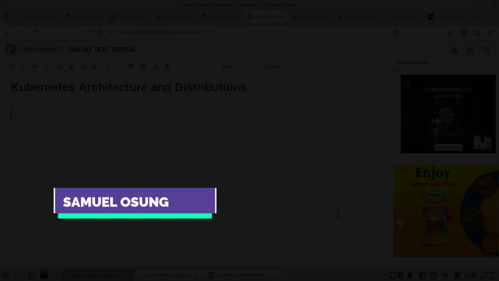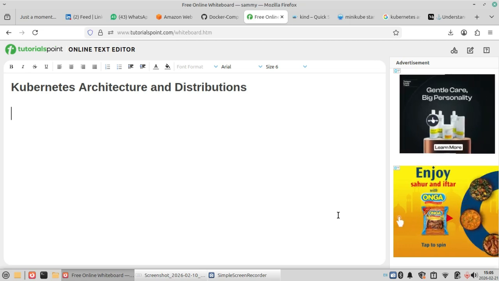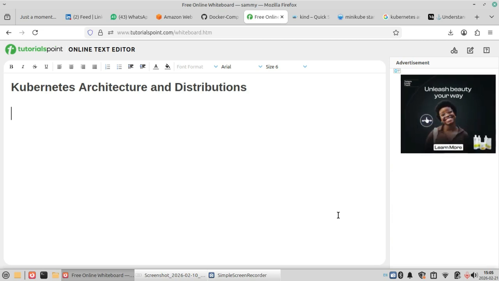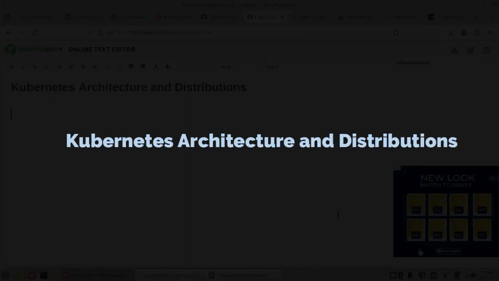So in the last video, we clearly understood what Kubernetes is. We also saw why it exists and the problem it solves after Docker. In this video, we are going one level deeper, all right? Still, we are not deploying anything yet. It is more like we are opening up the engine. We are going to look at Kubernetes architecture and distributions in today's video.